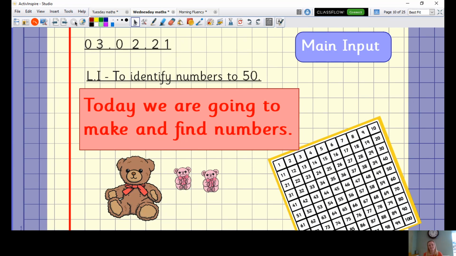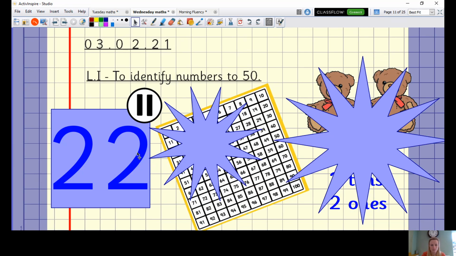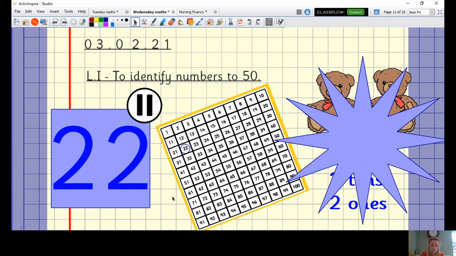Okay, so we're going to be making numbers and finding them on our number line. Today's lesson is going to be a bit more practical than normal, so there's not really much of an expectation to do any writing for the main part of the video. What's going to happen is I'm going to show you a number and tell you to press pause. Firstly, I want you to find it on your number square.